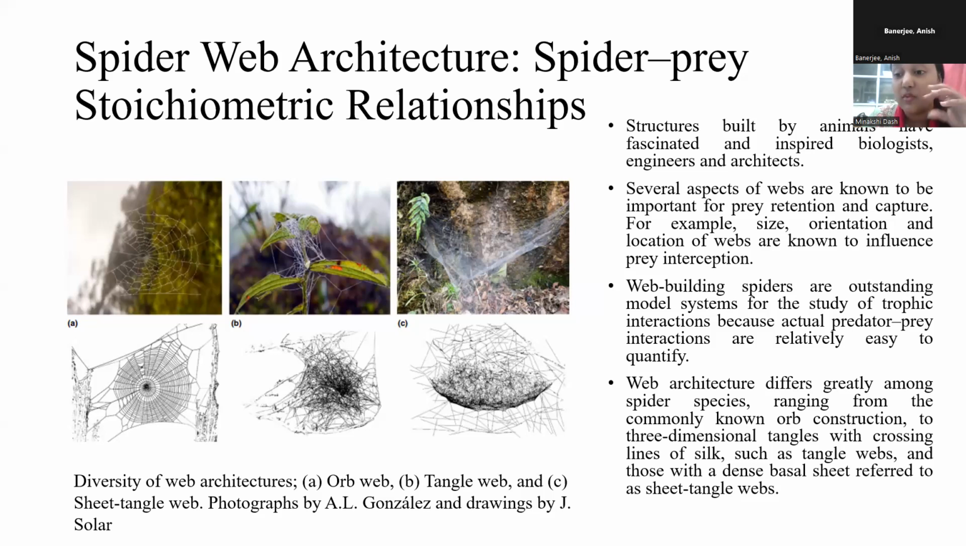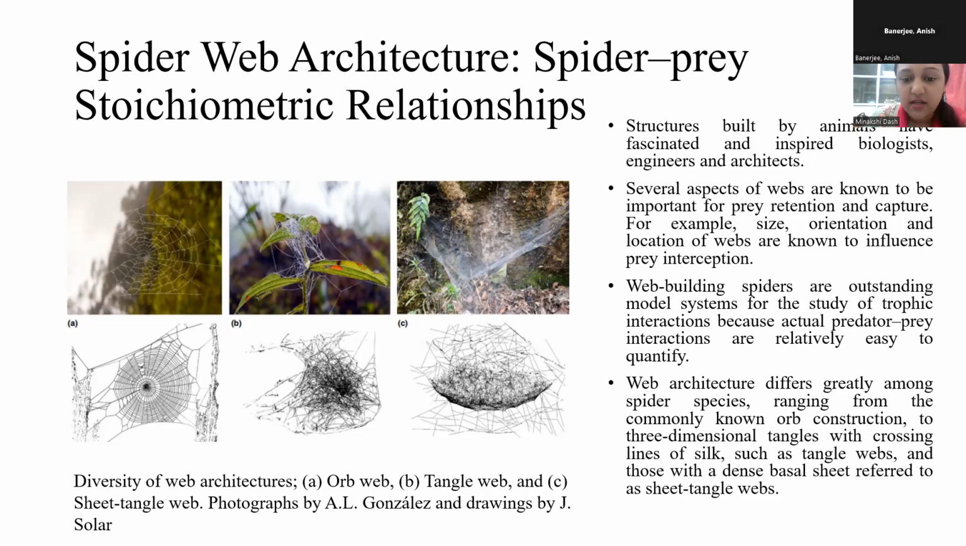And coming to the web parts, there are three important parts: the size, the orientation, and the location of the web. The location of the web depends mainly on prey interception and the influence of prey density. Again, the web building spiders, those spiders that exclusively build webs, are model ecosystems for trophic interactions and for studying predator-prey interactions, which are easy to quantify. You can see one orb web, and how the prey density changes across the web. That we'll see in the later part.